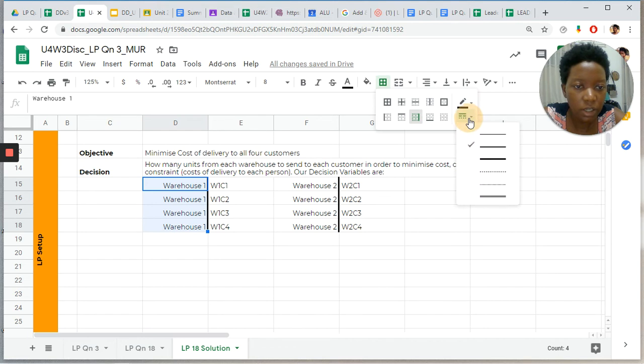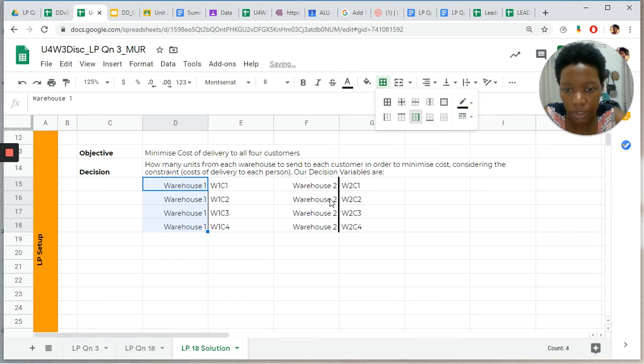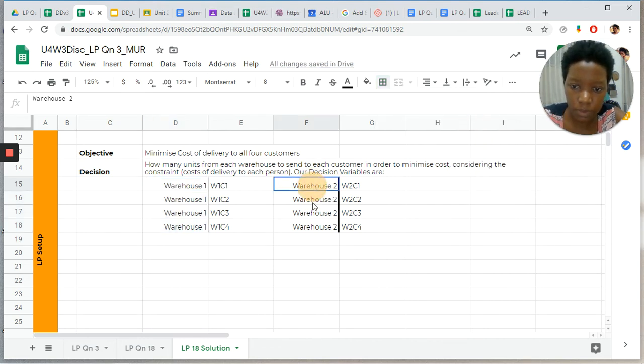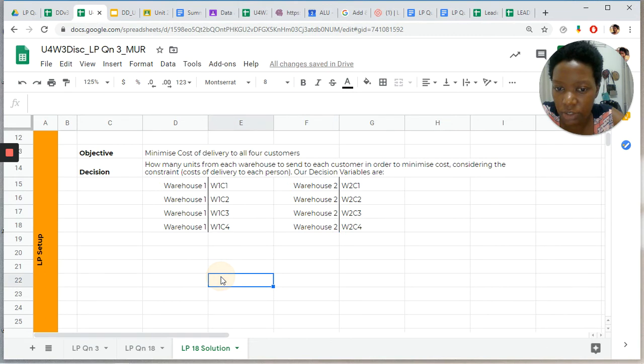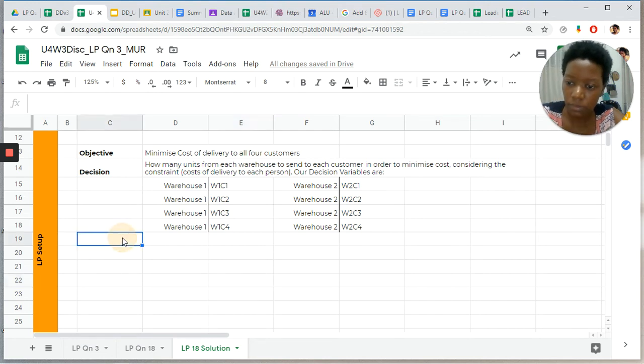I haven't done a great job of the descriptions here in terms of saying that from warehouse 1 to customer 1. You can do that if you'd like to write that out in full. I'm just doing this to be quick. So you could have said here from warehouse 1 to customer 1 and then have that, from warehouse 1 to customer 2 and then have that, etc. Next is our objective function.